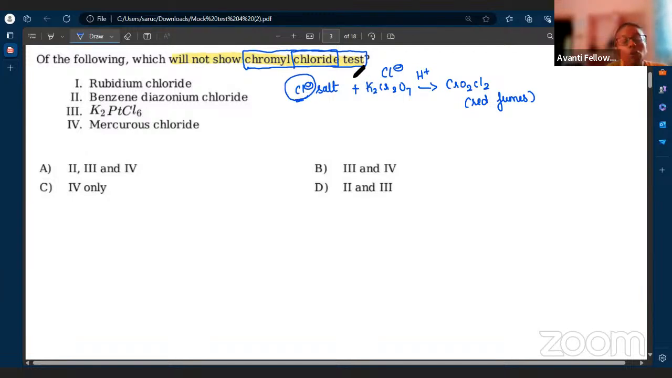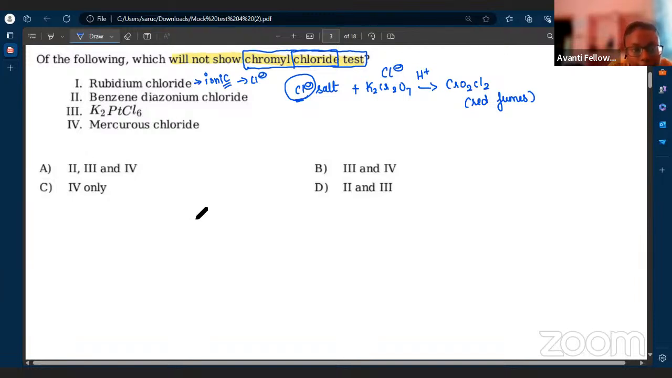Here the chloride ion is reacting. So in the four options, you have to check which one will give out the chloride ion. Rubidium chloride, whether it is an ionic salt or a covalent salt? We know that an ionic salt will give out the ions, right? Rubidium chloride is ionic, since it is an s-block element, so it is going to be ionic in nature. So it will give out Cl minus ion.